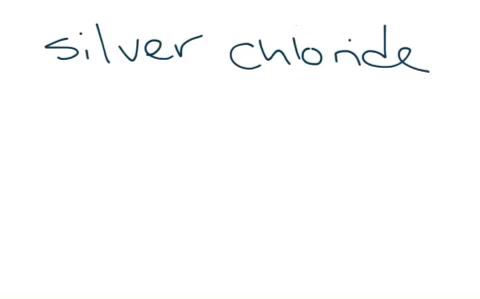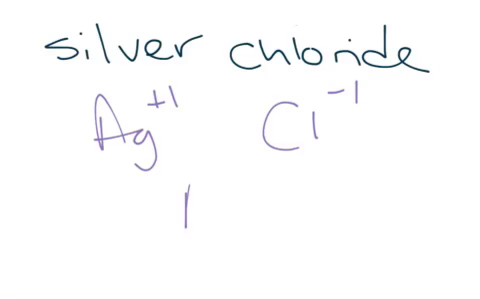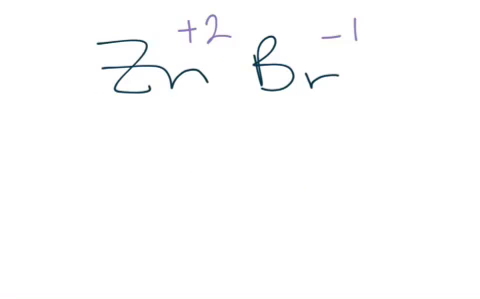If you see silver in a compound, you need to associate that with the +1 charge, and then chlorine -1 means that this would be AgCl. The same rule applies for zinc.